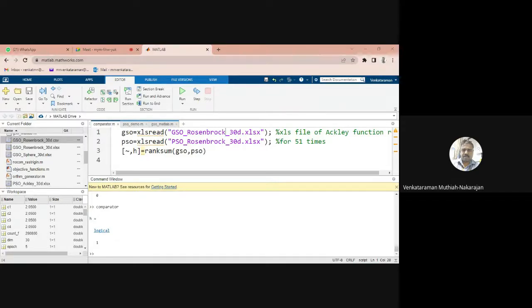I will share the code of GSO today. We will now move on to applying this to a problem.